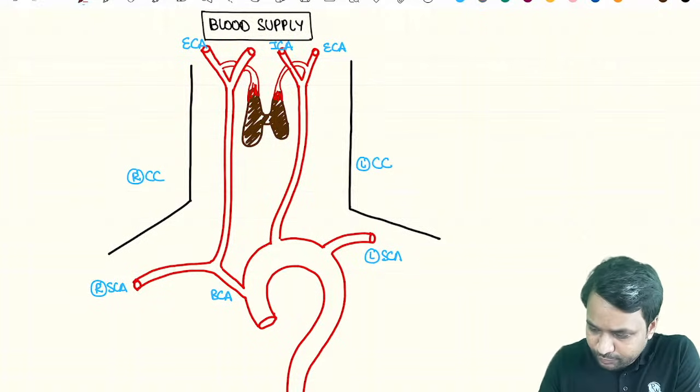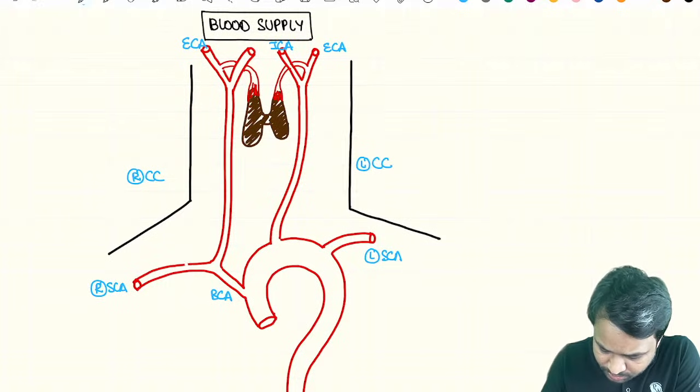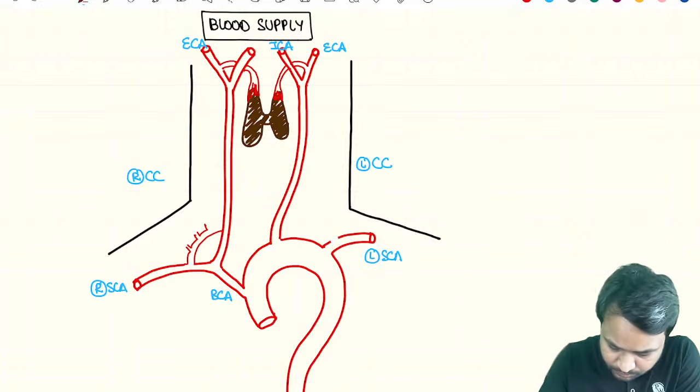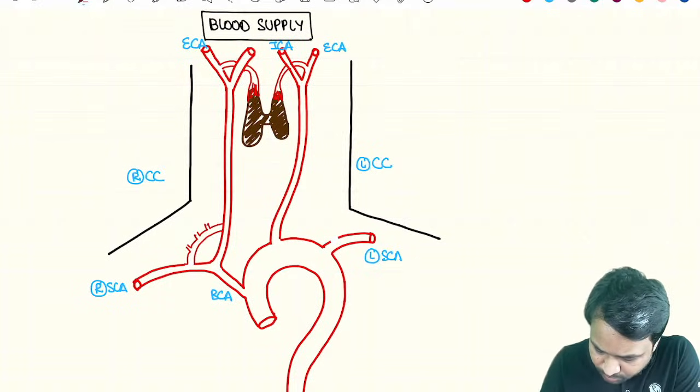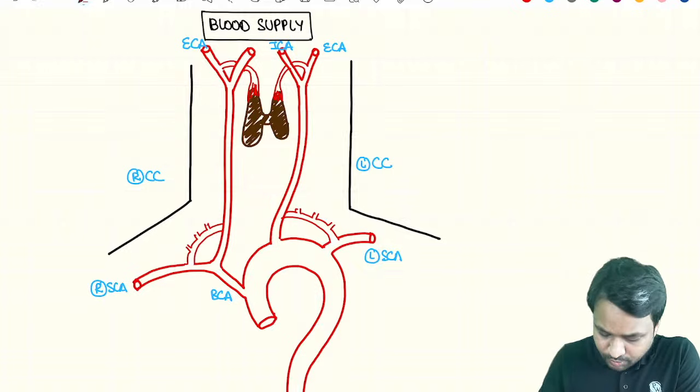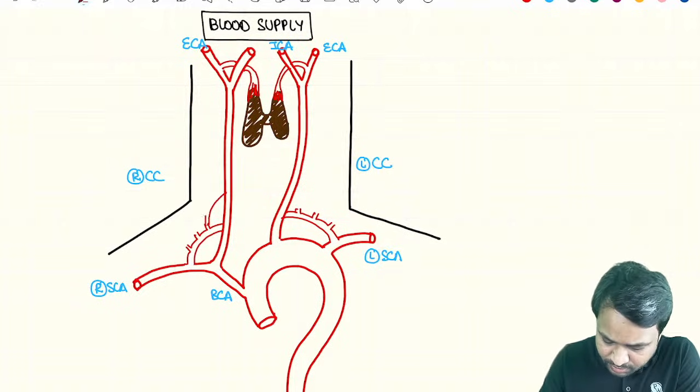Then from the subclavian artery, you see there is a thyrocervical trunk that is going to develop, right? So from here you see this thyrocervical trunk which is going to develop. Now from this thyrocervical trunk, you have the inferior thyroid artery. So from the thyrocervical trunk, the inferior thyroid artery is going to originate, and it is now going to supply the thyroid gland.